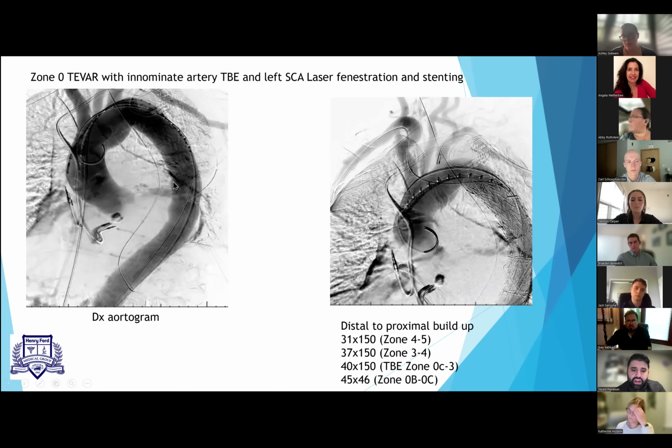We first got access to his arteries in his groins. We put wires up and took pictures of his aorta to get a lay of the land. And so we started our stenting process. We started stenting distally, the lower part of his aorta in his chest, and we built that upwards. You can see the stents here, and we built it upwards like that.